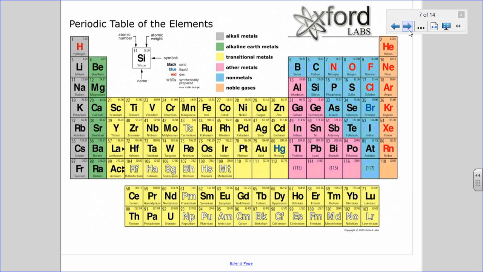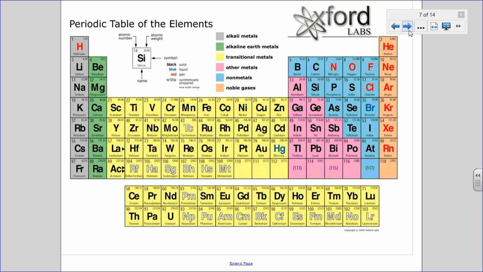Now, this is the modern day periodic table of elements, which you are familiar with. It's pretty much seen just about in any science classroom in the world. The periodic table of elements is universal. So this is the same table that they would use over in other countries. So this is a very universal tool that we see everywhere.